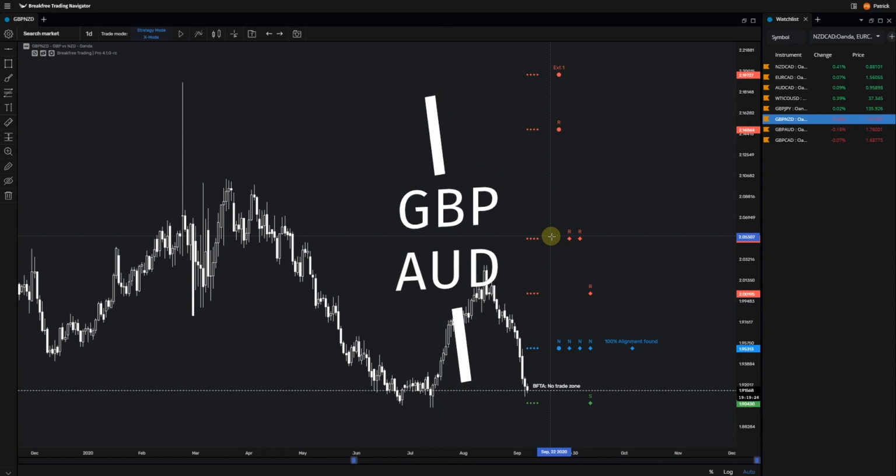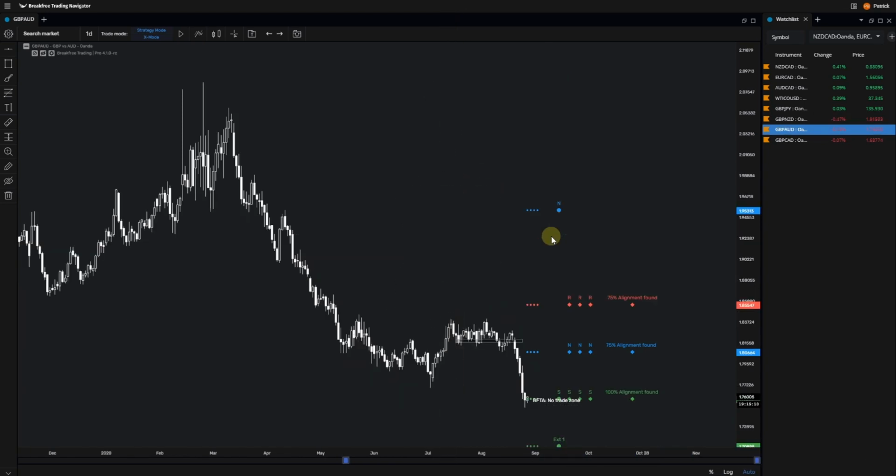GBPAUD, again, same thing as with the other pairs. Move your TPs to break even. This is what you should do with pretty much all the GBP pairs that you have open. So if you have any trades open for GBP, you can move those to break even.